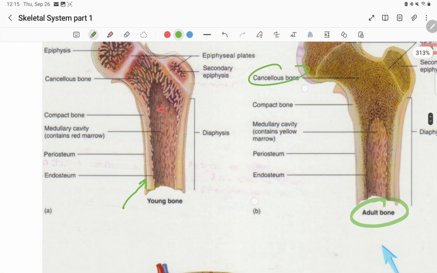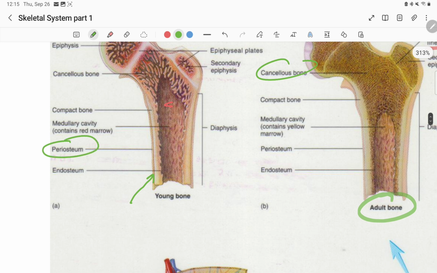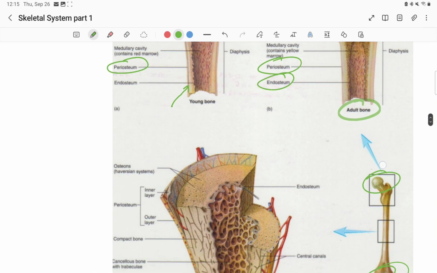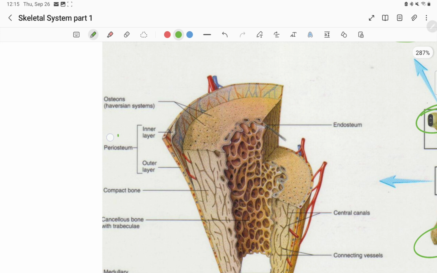Also, the outside skin of bone is called the periosteum. The inside lining of bone is called the endosteum. Here's another picture of the periosteum, and you can look at that as like the outer skin of bone.